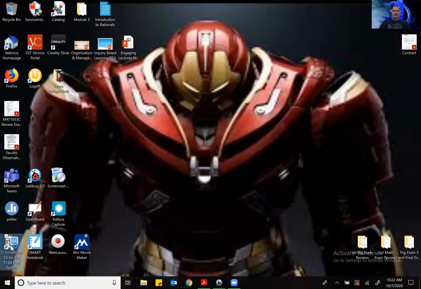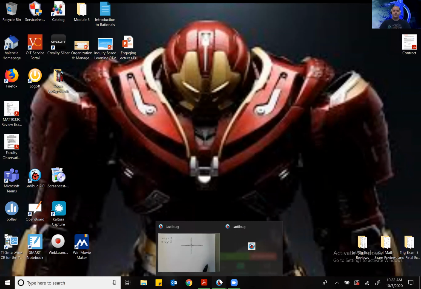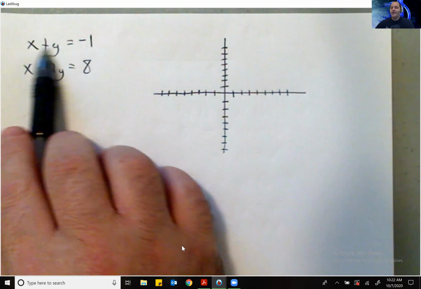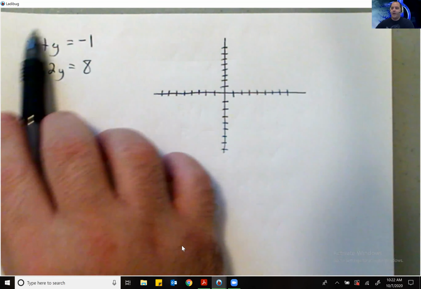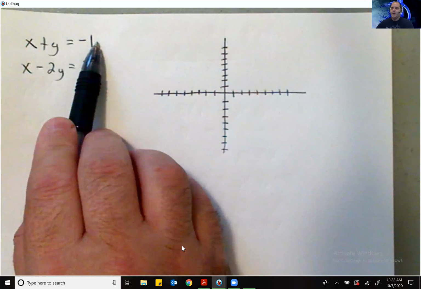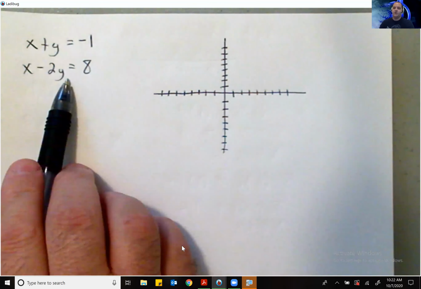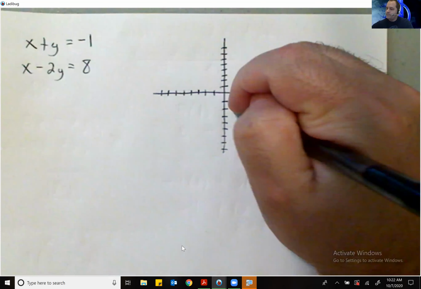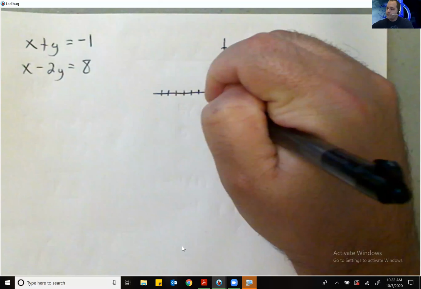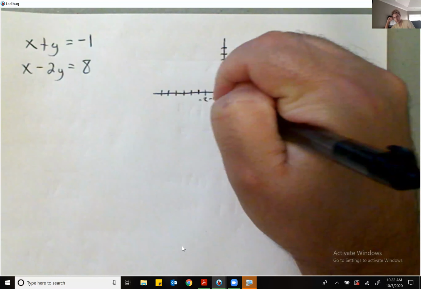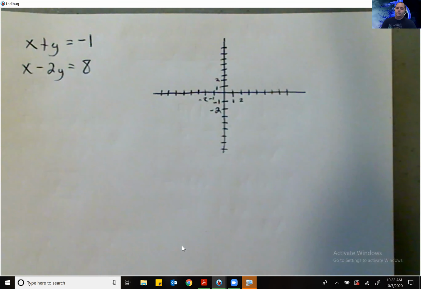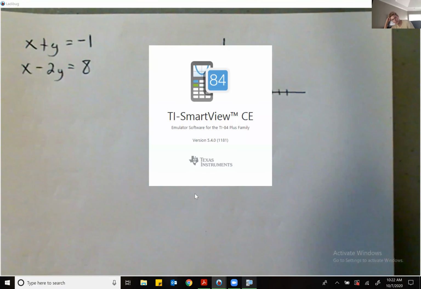So let me open up my calculator. Now, are these equations ready to go in the calculator? My x plus y equal to -1 and my x minus 2y equal to 8. Are they ready to go into the calculator? No. Because what form do they have to be? They have to be slope-intercept form. So we have to convert these real quick.